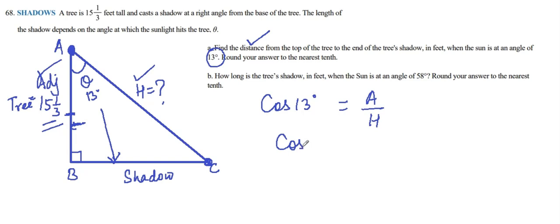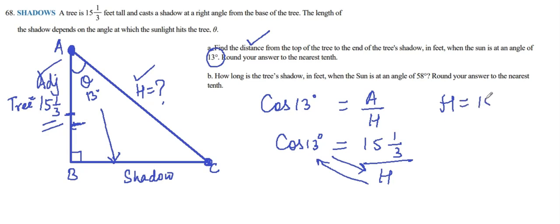Substitute the value: cosine 30 degrees is adjacent, 15 1/3, over hypotenuse. Cross multiply and swap. So the hypotenuse is 15 1/3 divided by cos 13. You can solve this value using a calculator and you will get the answer. So this is your A part.